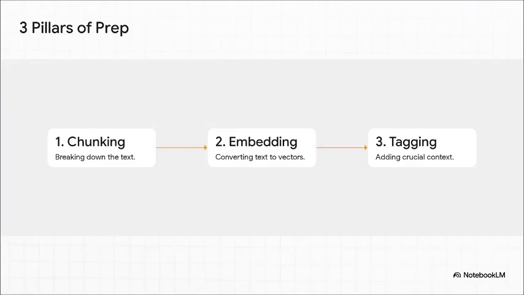This whole preparation process really stands on three fundamental pillars, and the worksheet guides you through every single one. First up is chunking. That's just a fancy word for how you break your document into smaller, digestible pieces. Second is embedding, which is the technical step of turning those text pieces into a numerical format the AI can actually work with. And third, and this one is so important, is tagging, where you add metadata to give the AI vital context. Let's dig into each of these.